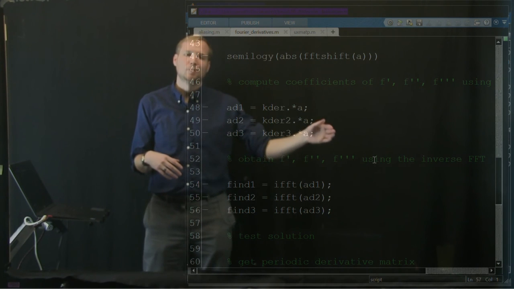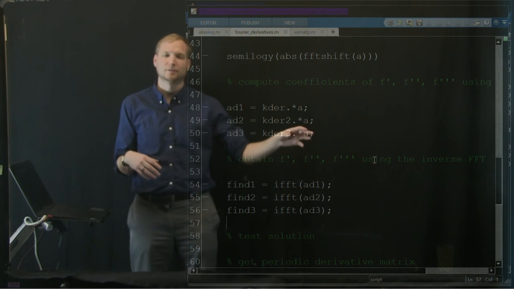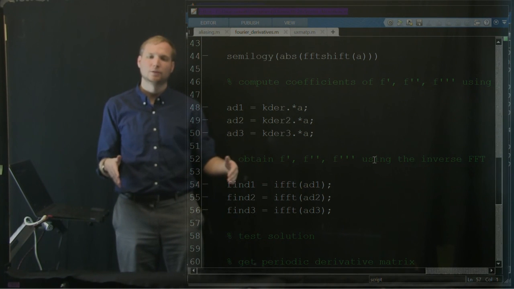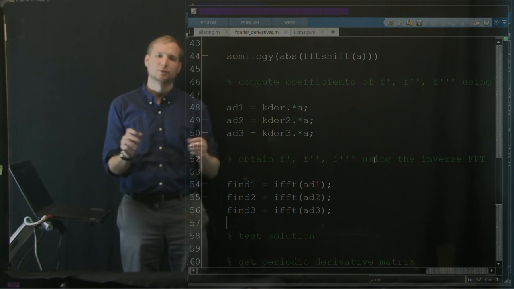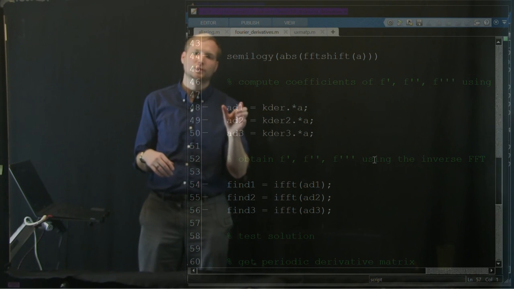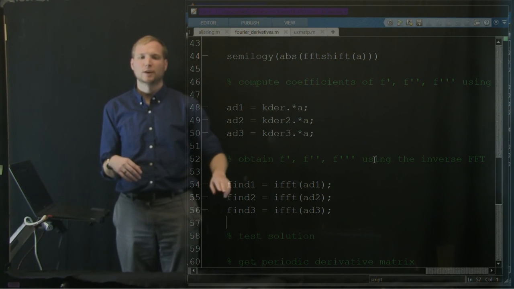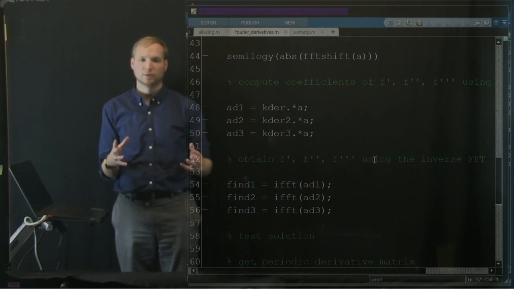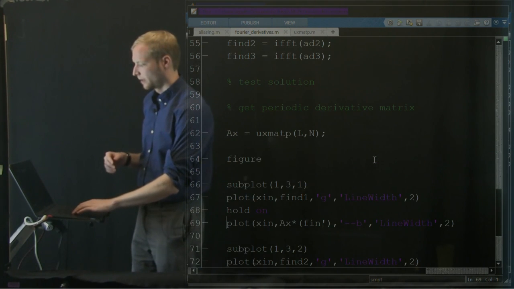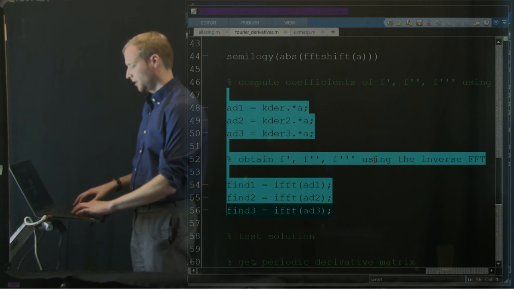Because we're computing the coefficients based on the coefficients of f, this is an operation in frequency space. And the IFFT is just what allows us to return from frequency space back to real space, back to the grid. So to evaluate the series corresponding to these coefficients, we simply call the IFFT of each. So we've got our first derivative, second derivative, and third derivative computed that way. Then we'll test them, so let's make sure that we run that whole part of the code.